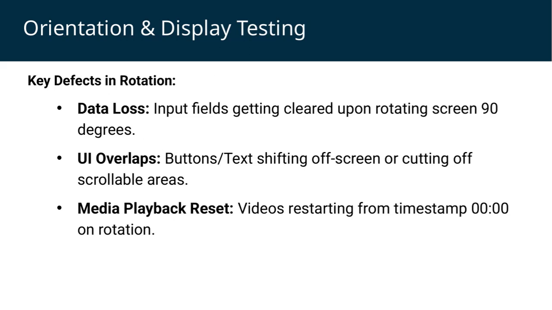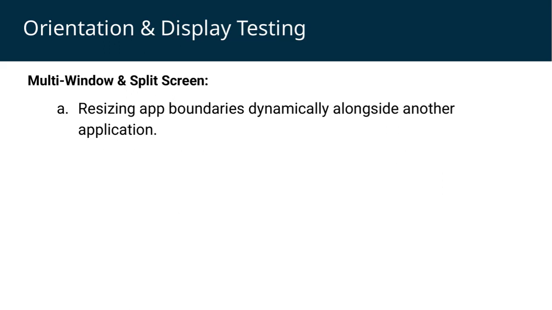When we rotate a device, a few key problems often pop up. First, data loss. This happens when input fields get wiped clean as the screen turns 90 degrees. Then, there's UI overlaps. Buttons or text can shift off-screen or scrollable areas get cut off, making interaction tricky. And media playback reset. Videos jump back to the very start instead of continuing smoothly. That's why thorough orientation and display testing is essential to catch these issues early.